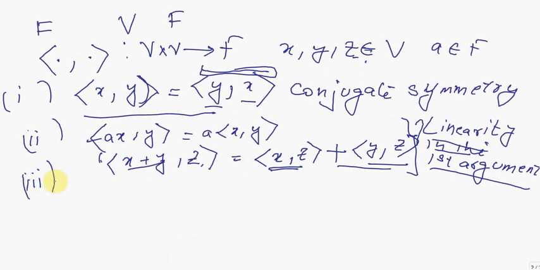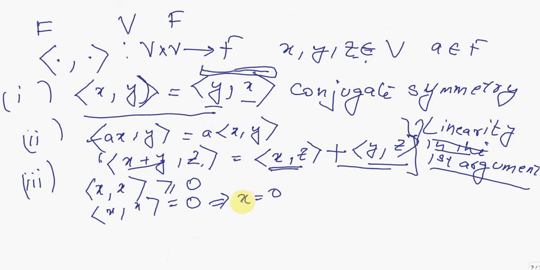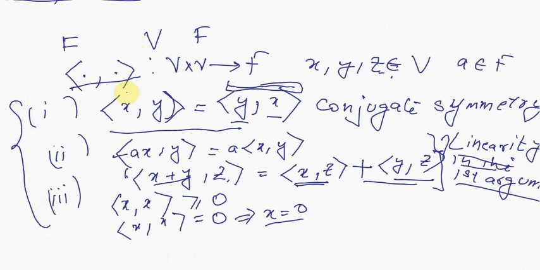The third property it needs to satisfy is, if I take the inner product of a vector x with itself, then it has to give me a positive number. And if this inner product vanishes, that is, equals zero, then it implies that x is the zero vector. This happens only in this case. So if this map satisfies this, then this map would qualify to be called an inner product. This is called the positive definiteness property.